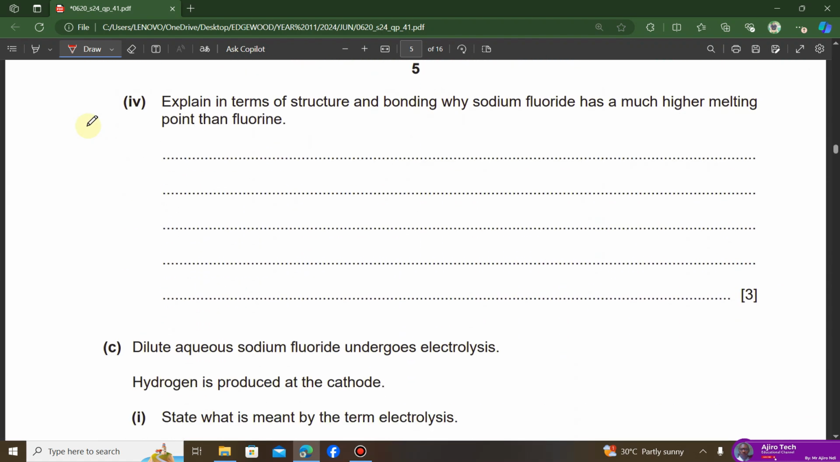All right, moving to the next question. Explain in terms of structure and bonding why sodium fluoride has a higher melting point than fluorine. So this is for 3 marks, and we have to compare 2 compounds using their structure and the kind of bonding that they undergo. So basically, you see that this is an ionic compound, therefore it has ionic bond. So this is an ionic structure, while this is a covalent structure. So that should be noted. So we're going to do comparisons and ensure that we write what would get us the required mark.